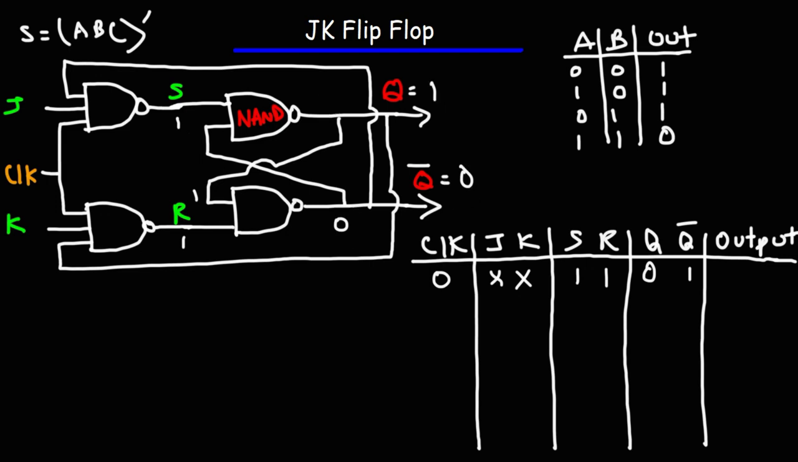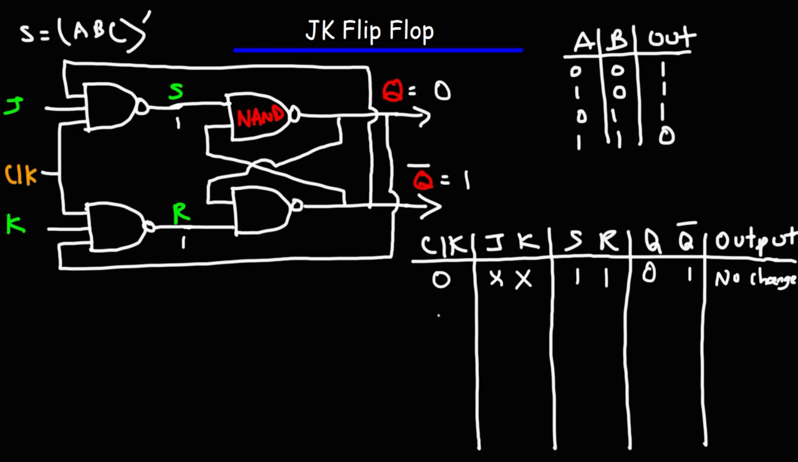So when S and R are both 1, whatever values Q and Q bar have at that instant, they will remain at those values. So we can say that there's no change, or the circuit is in a state of memory. So what this means is that when we don't have an active clock signal, the output is not going to change. Whatever the values of Q and Q bar at that instant, it's going to remain at those values regardless if you press J or K. So the output can only change with an active clock signal or an active clock input.